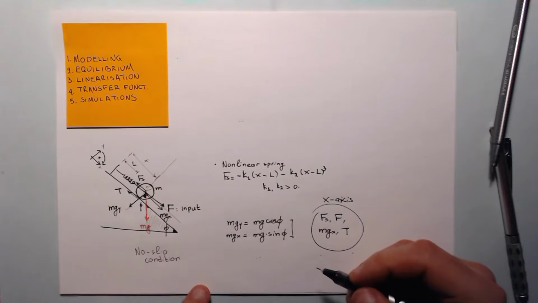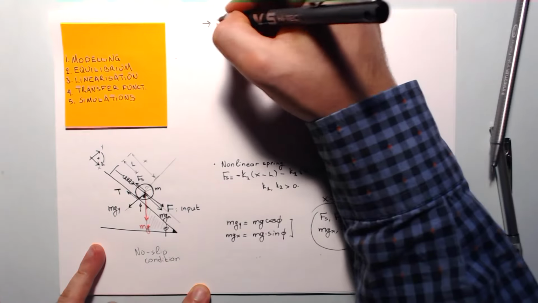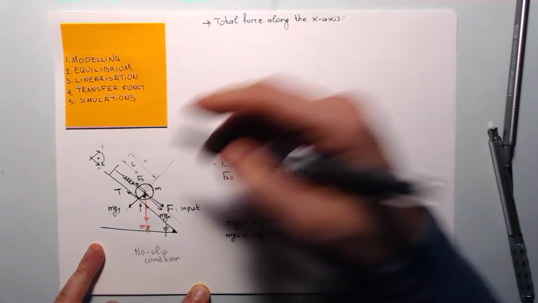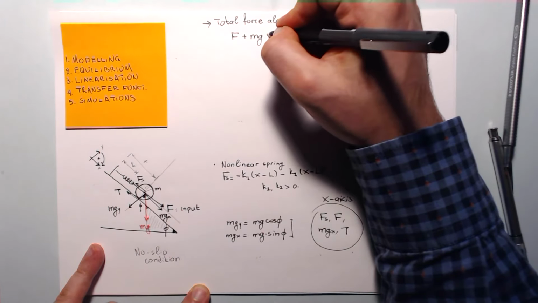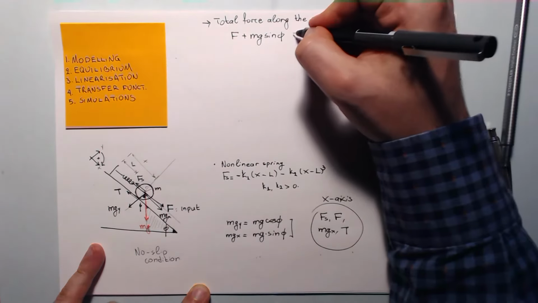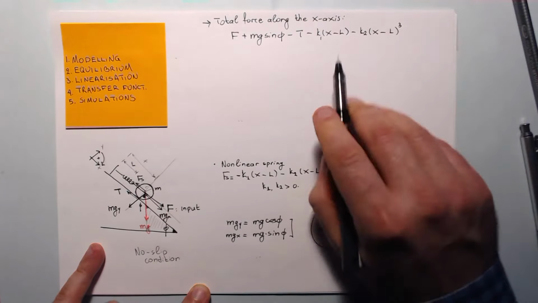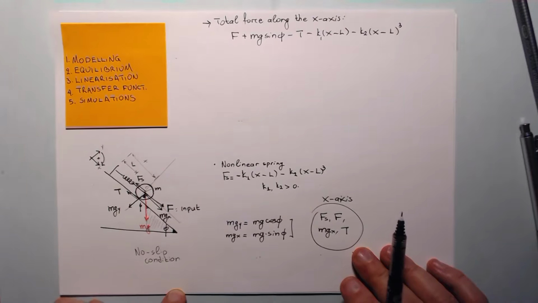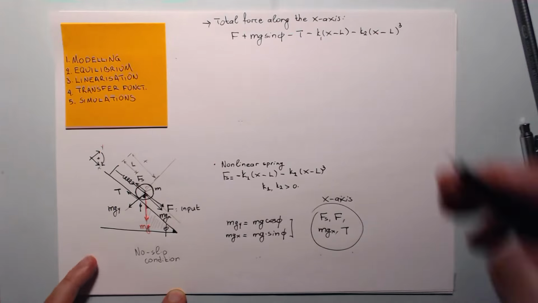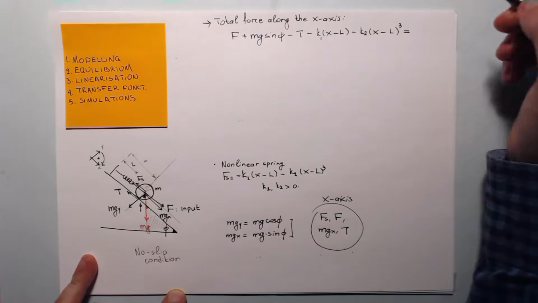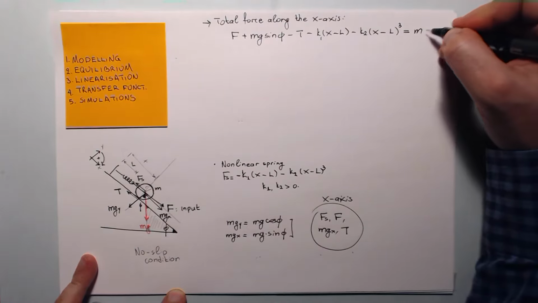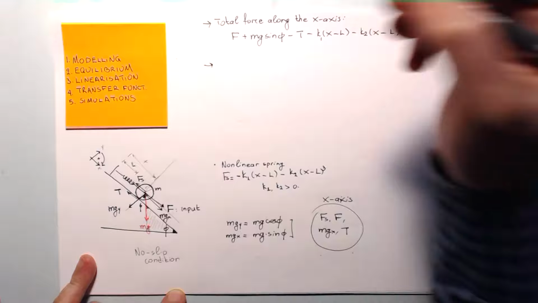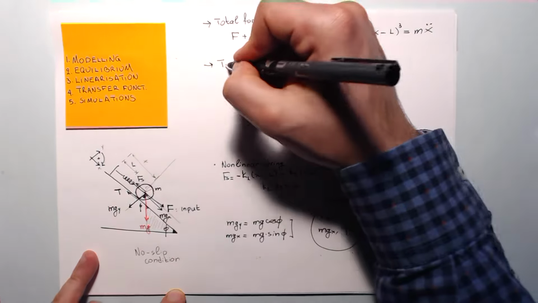And what is the total force along the x-axis? I will write it up here. Respecting the convention, F is positive, mg sine of phi is positive, T is negative, and the restoring force is opposite to the displacement. Okay, so this is the total force. And what do we know by Newton's second law of motion? We know that the total force is equal to mass times acceleration. So that's everything about the x-axis. Let's have a look very quickly at the y-axis.